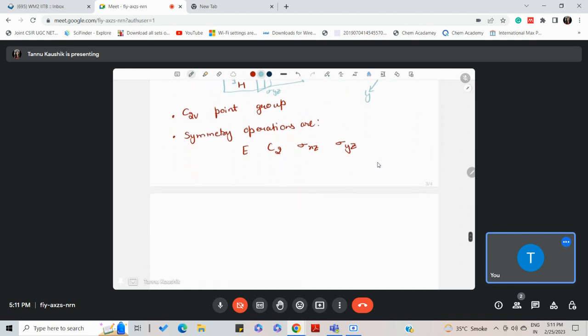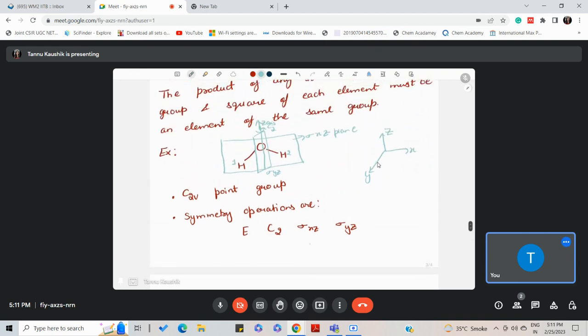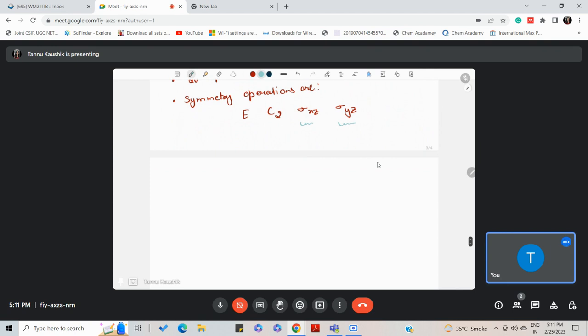Okay, so we will be taking two symmetry operations, sigma xz and sigma yz, and we will show how the product of these two operations will give an operation which will also fall into this same group. So let us see how it proves this rule, how it obeys this rule.